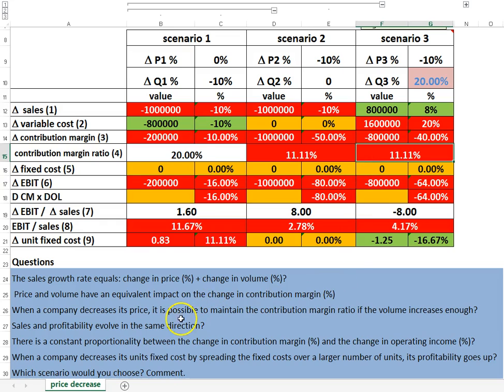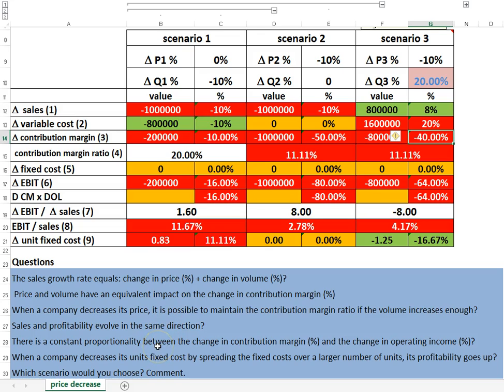The fourth assertion was: sales and profitability evolve in the same direction. It's only true for scenario 1 and scenario 2, when there's only one parameter changing. But when you look at scenario 3, it's an interesting situation of what I call an operating divergence, where the sales go up and the contribution margin goes down, which you could call an unprofitable growth, or, if you prefer, working more in order to earn less.